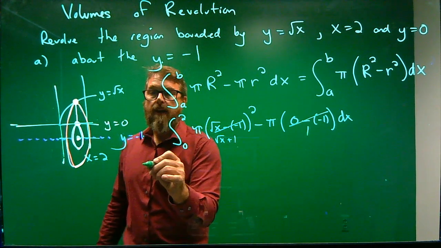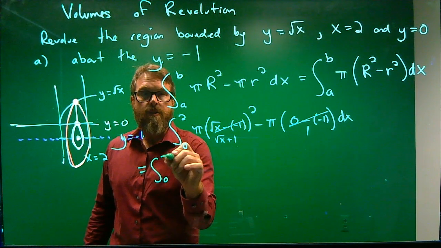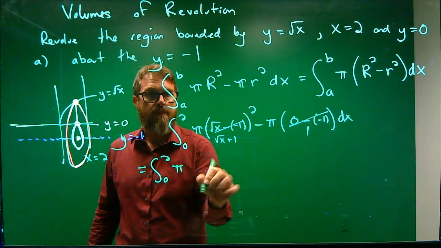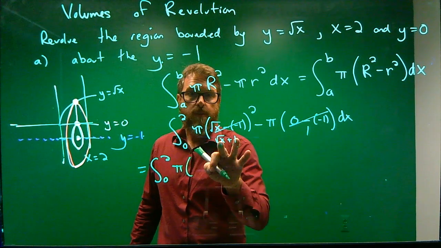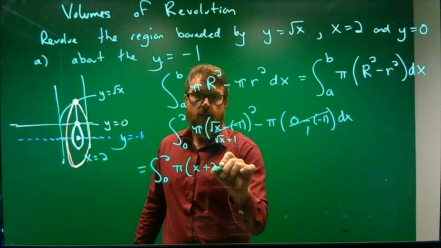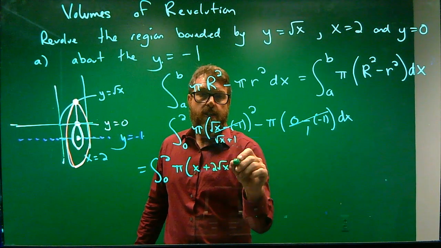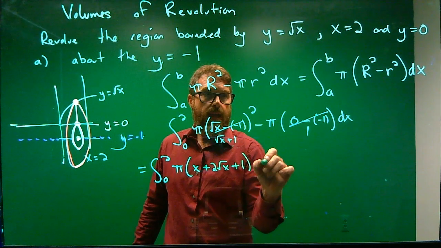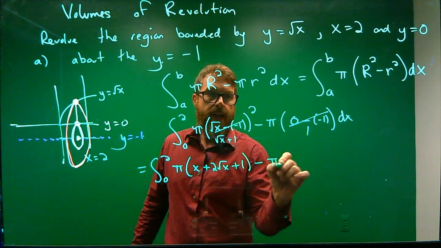So simplifying, this is going to be the integral from 0 to 2 of pi times, well, I'm going to square this binomial. It's going to be root x times root x, which is x. Outside and inside is going to give us 2 root x. And then last is going to be 1 times 1, which is 1. And then we've got minus pi dx.